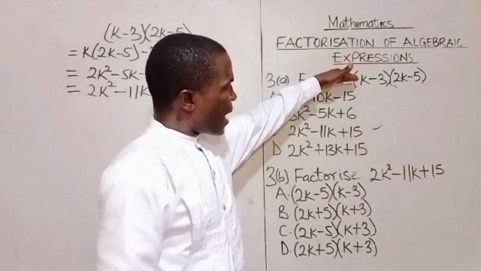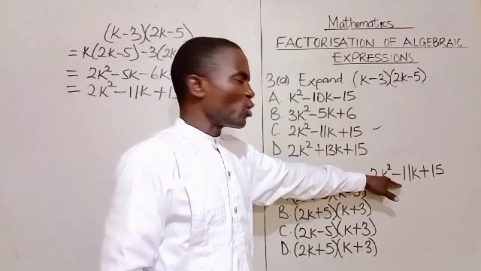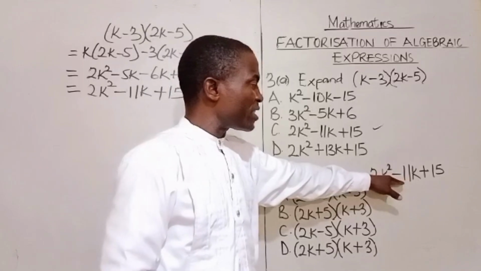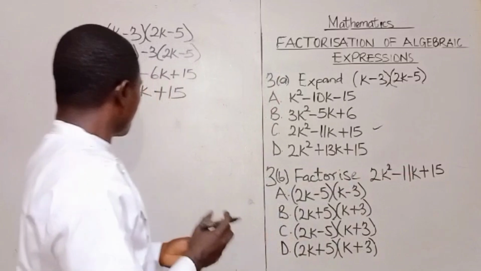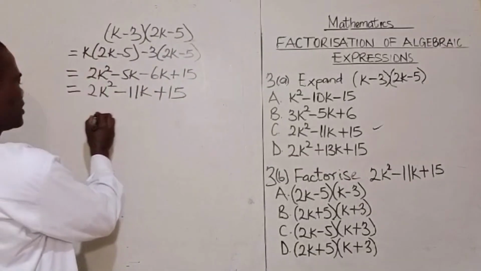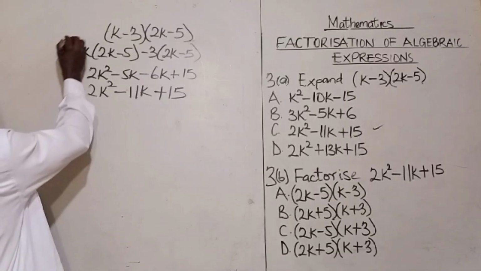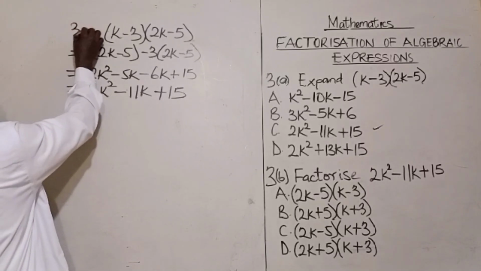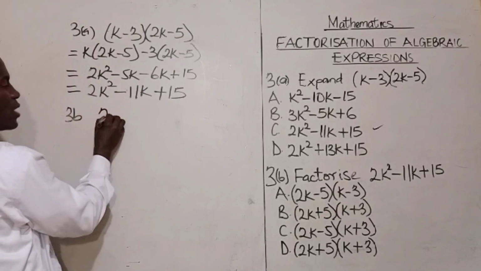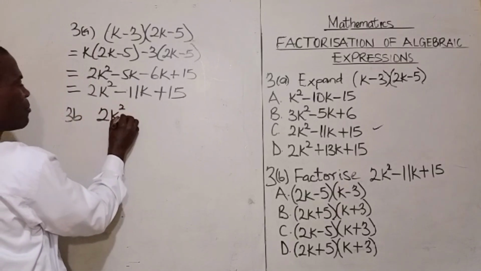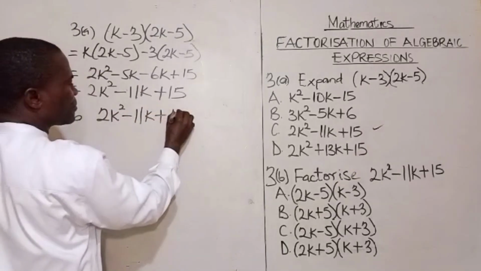The journey traveled by expansion is to be returned by factorization, and that is what is about to take place here. Now let us see how we can go about solving this problem. Here is B part, that is 3b, and this one is 3a. The 3b part of the question says we are to factorize 2k squared minus 11k plus 15.